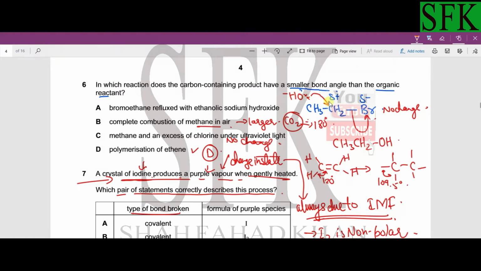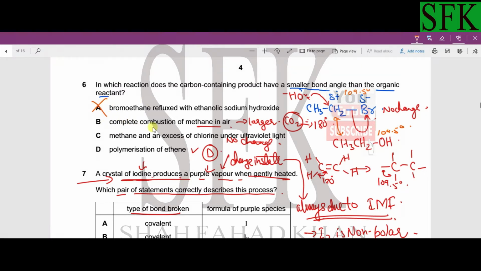If we react and reflux it with sodium hydroxide, it's actually a nucleophilic substitution reaction, and in this case it's an SN2 mechanism, because we have a primary alkyl halide. Now, OH will replace the bromine, and there will be no change in the bond angle. The bond angle initially was 109.5 because of the tetrahedral shape, and now also it's 109.5, so no change. So A cannot be the answer.